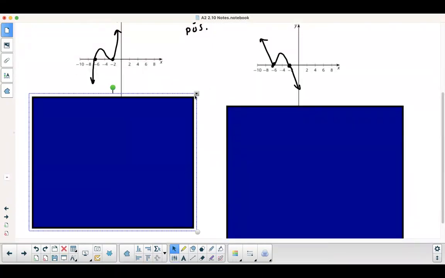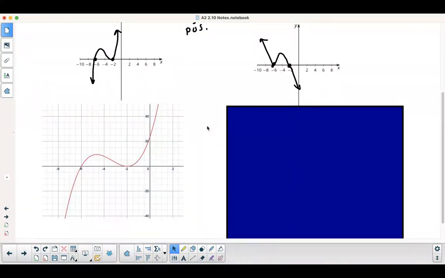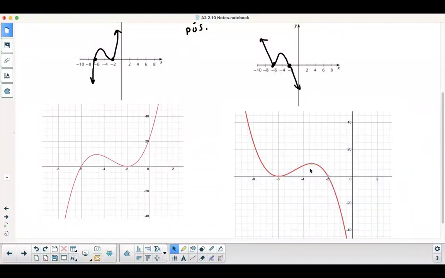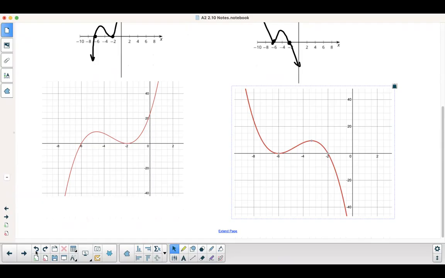Let's check these. Looks pretty close. Also looks pretty close. All right, make sure your x-intercepts are right, make sure your end behavior is right, and then make sure bounces and cross through are correct as well.